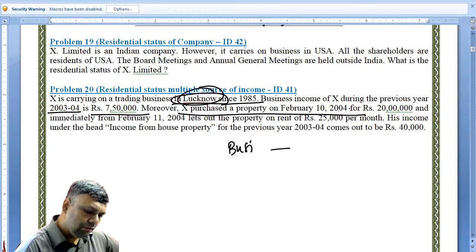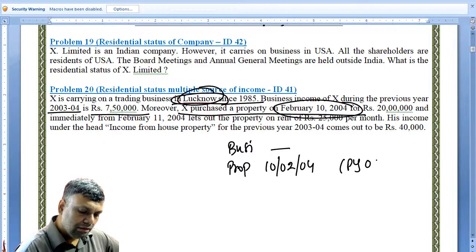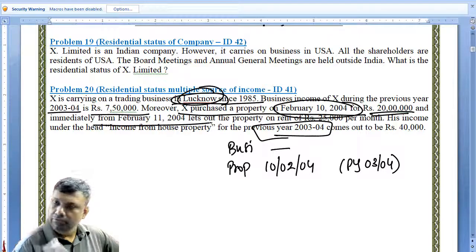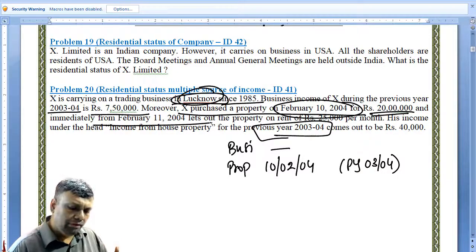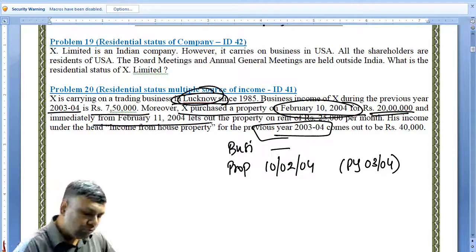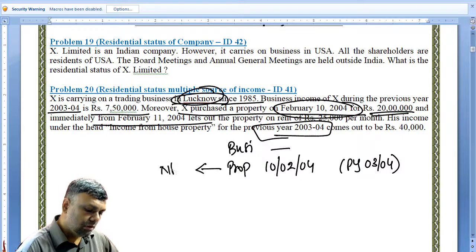Then he purchased the property on February 10, 2004. So, the property you purchased on 10th February 2004, and this is going to be your previous year 2003-4, for 20 lakhs. Immediately from this he let out the property. So, if you think the property is held only for that February and March, that means it is less than 60 days. So, if you think from the holding of property point of view, you are non-resident.